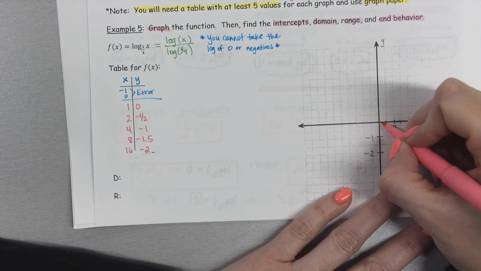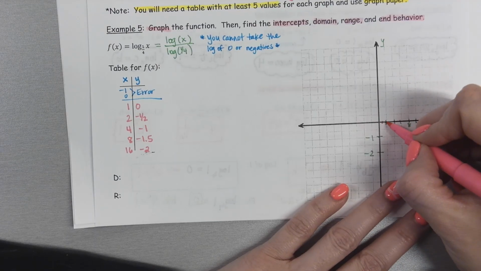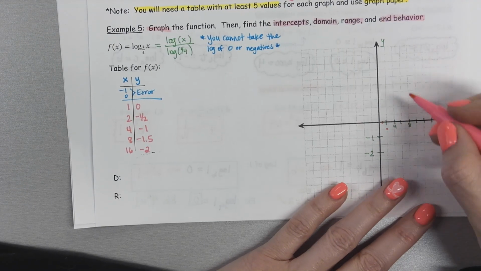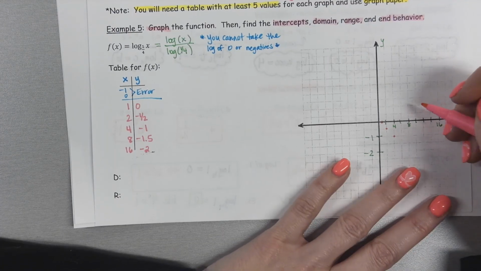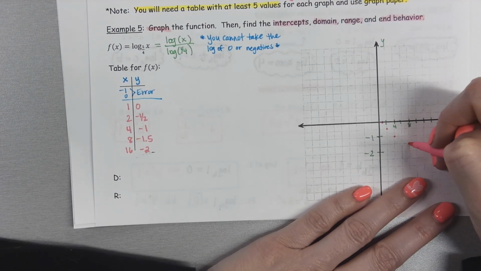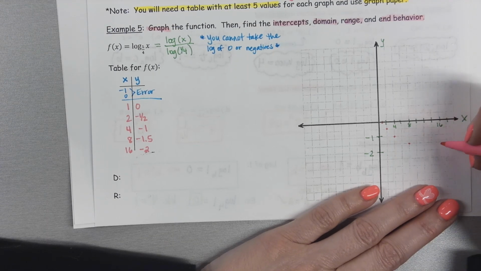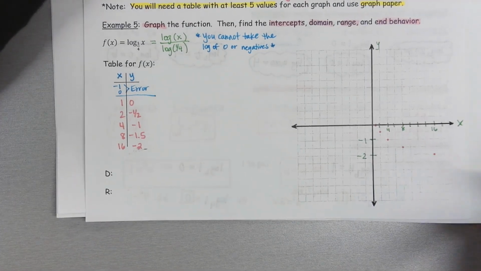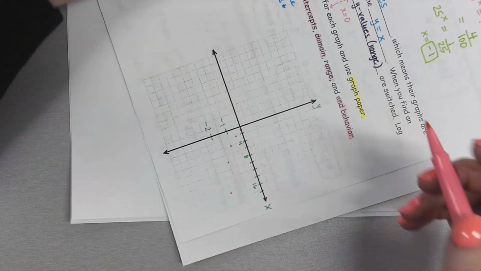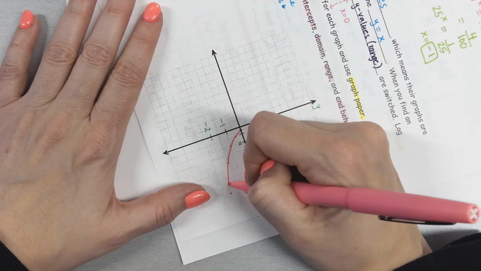And then we can plot our points. Which means 1, 0 is going to be halfway. 2, -1/2. 4, -1. Then 8, -1.5. And 16, -2. Okay, and I find it easier to just turn my paper and graph. And we connect these with a curve.